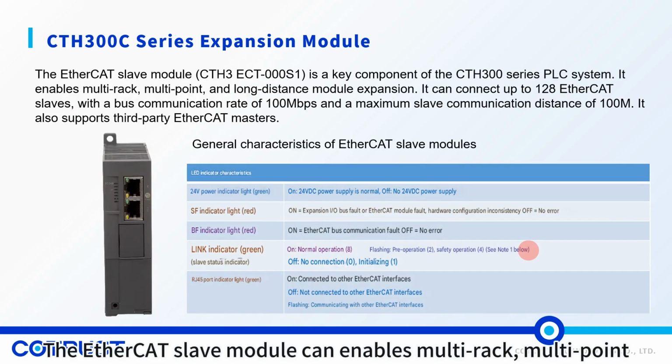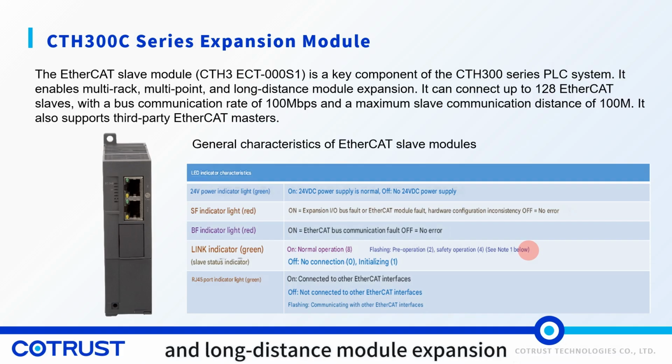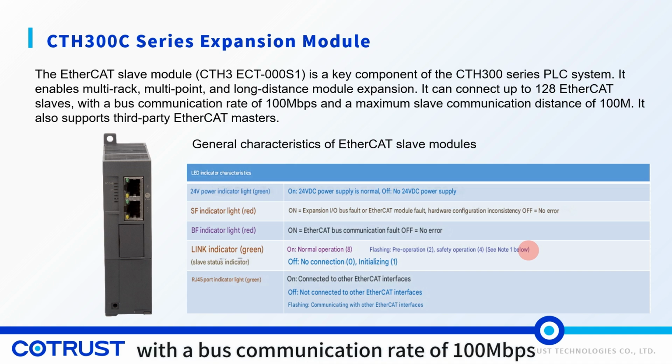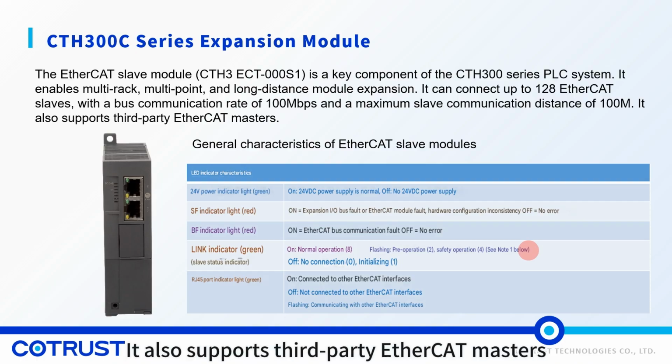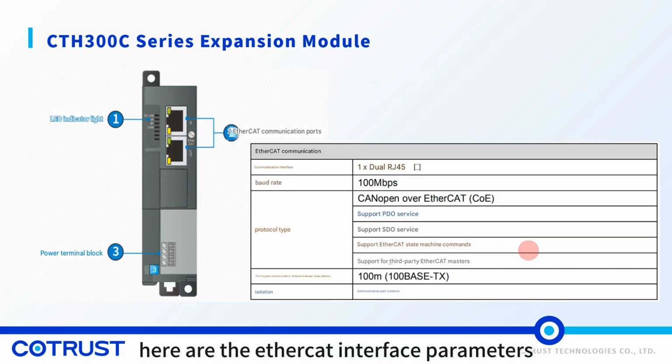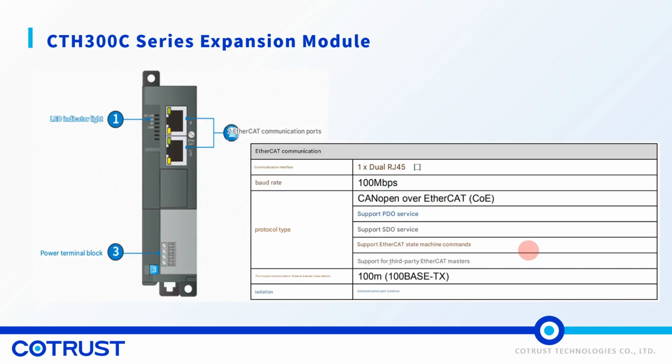The EtherCAT slave module can enable multi-rack, multi-point, and long-distance module expansion. It can connect up to 128 EtherCAT slaves with a bus communication rate of 100 megabits per second and a maximum slave communication distance of 100 m. It also supports third-party EtherCAT masters. Here are the EtherCAT interface parameters.